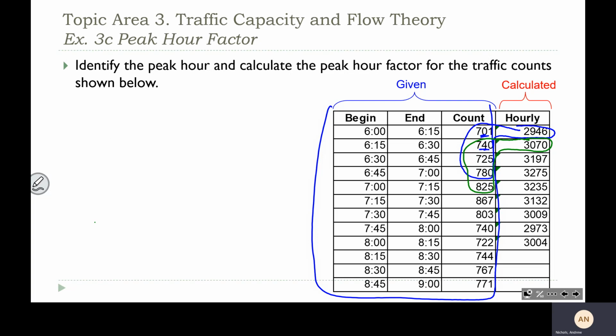And then when you've added up all your data, you go back through. So when's my peak hour going to be? What's our highest hourly count?